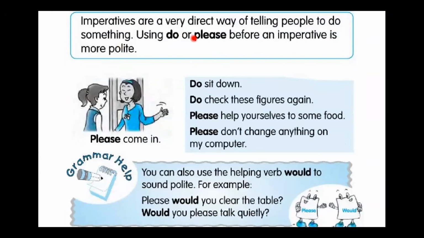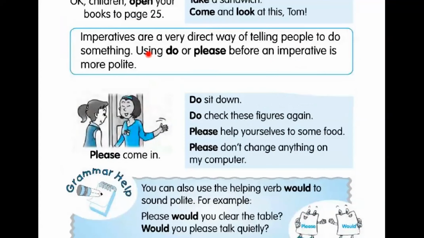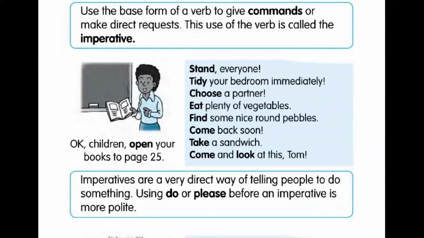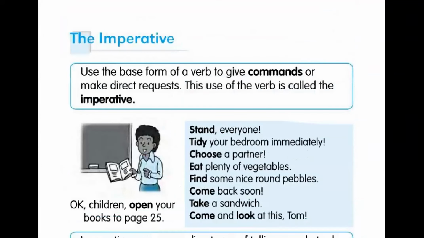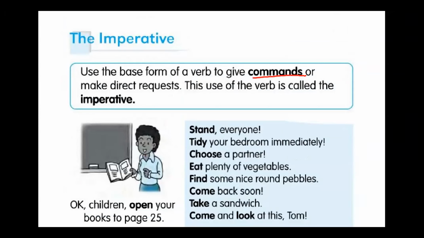Imperatives are a very direct way of telling people to do something. Using do or please before an imperative is more polite. Okay, so here in imperative sentences, we have two types, like I just told you, right? So in imperative, you can have commands or you can have direct requests.